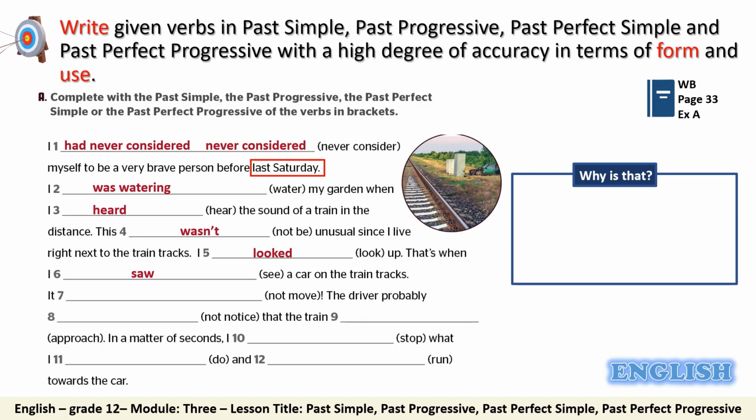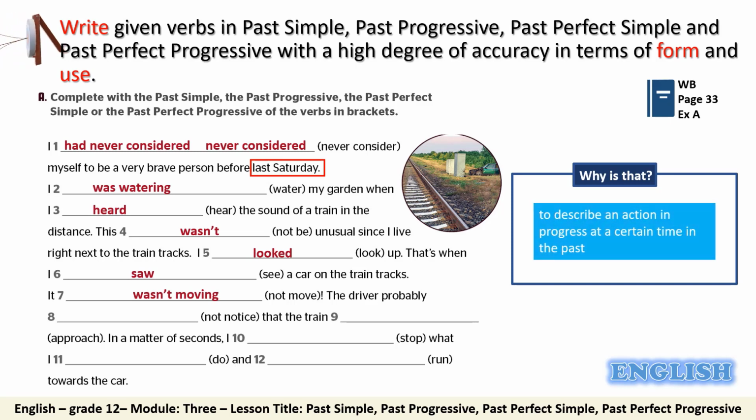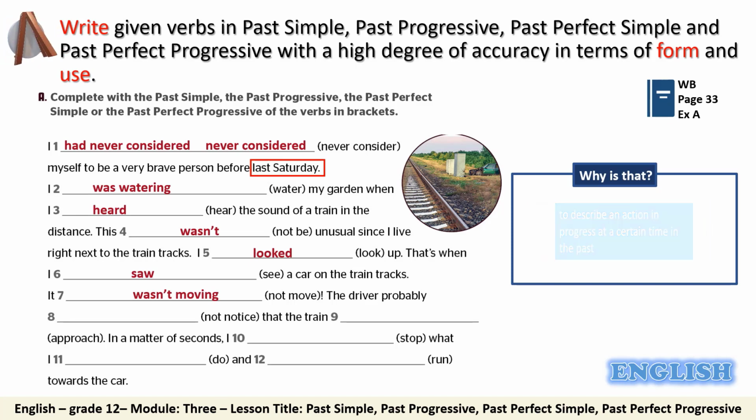We move to space 7. What have you written? Excellent. Wasn't moving. And we use the past progressive here because... Excellent. The action was in progress at a certain time in the past.